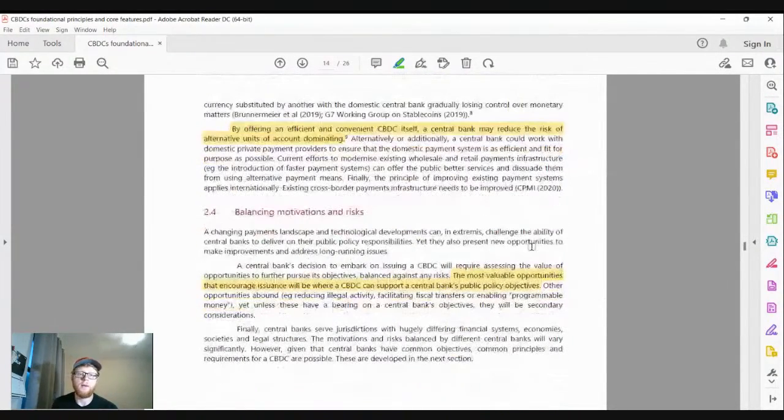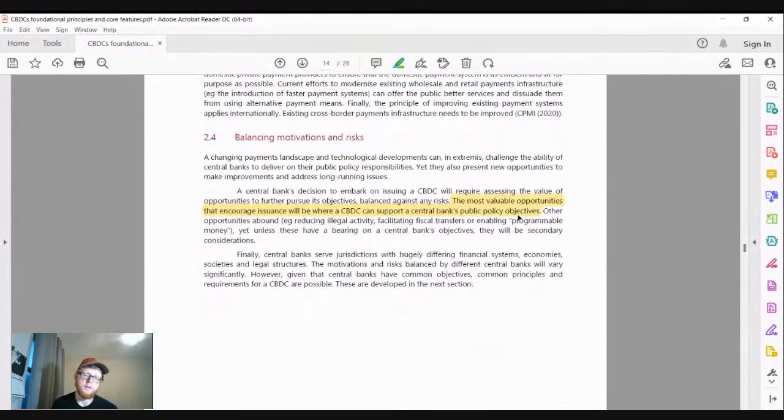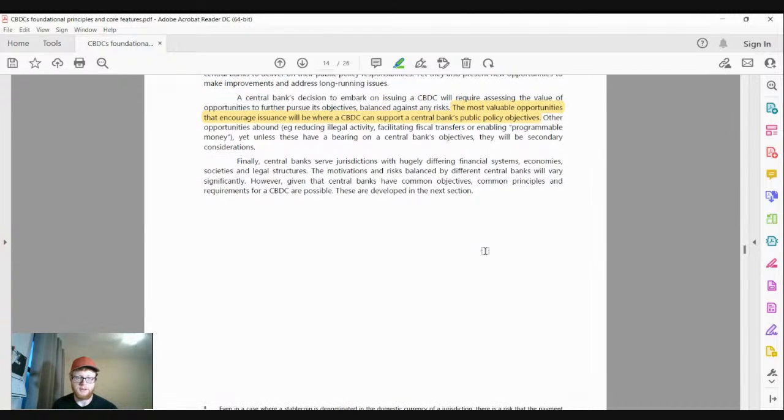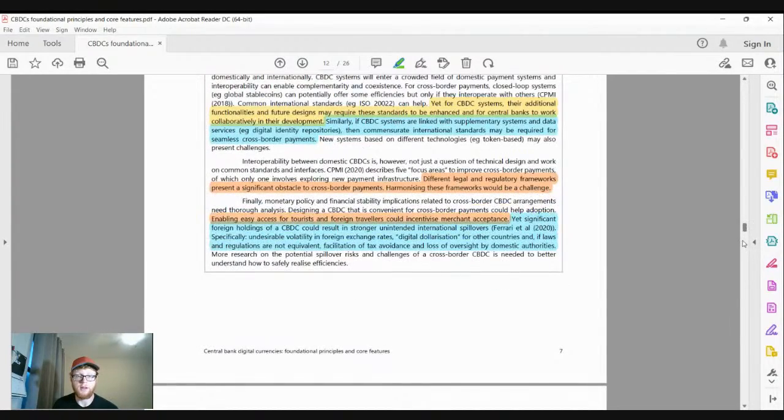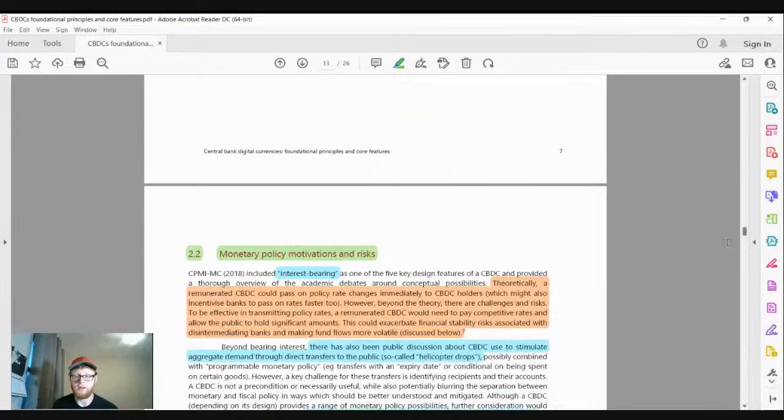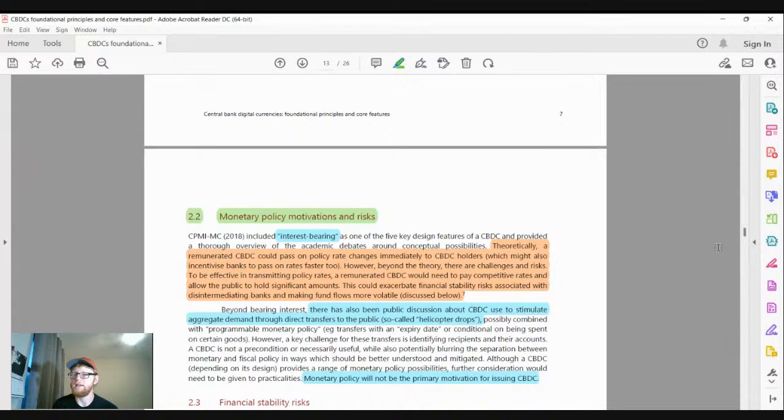Right. So, by offering an efficient and convenient CBDC itself, a central bank may reduce the risk of alternative units of account dominating. Right. So basically, having the best CBDC would keep the dollar's reserve currency status, just in a different form. And then basically just having to balance all these. So the most valuable opportunities that encourage issuance will be where a CBDC can support a central bank's public policy objectives, right? And so essentially, it's for the greater good, is what pretty much they always say, I guess. At least that's one way to take it. It seems like a general theme, I guess I should say.